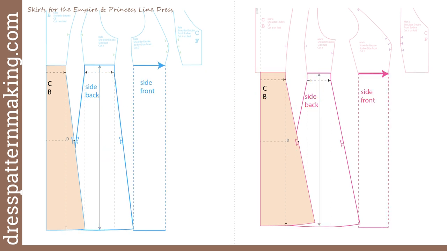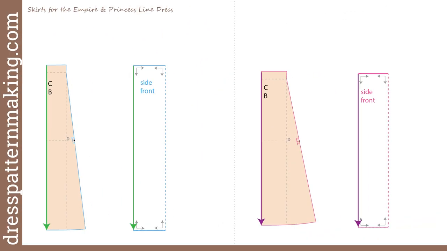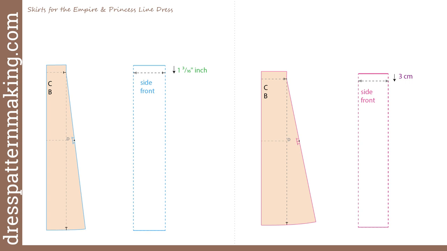So we're going to repeat that whole same process we did with the side back to draft the side front. The only difference is that we're starting with a measurement at the empire line of the side front for the width. The length, of course, is the same as it's been each other time, the same length as the centre back empire line to hem. Marking the line 1 3/16 of an inch or 3 centimetres below the empire line and placing a notch mark on both sides.